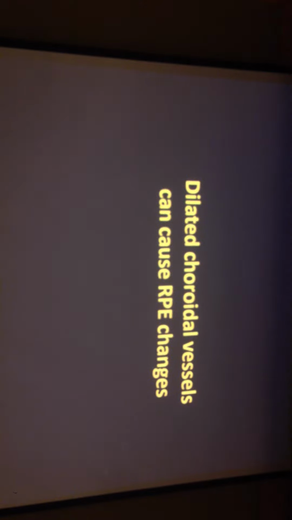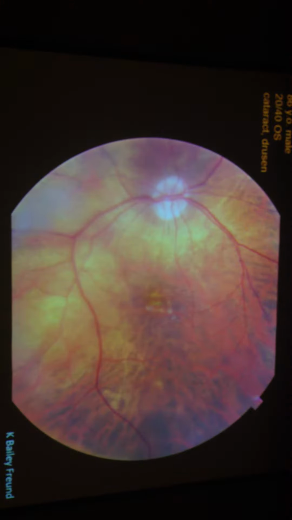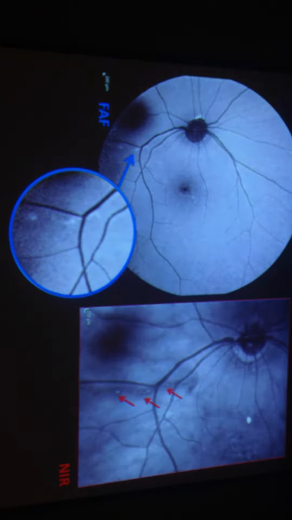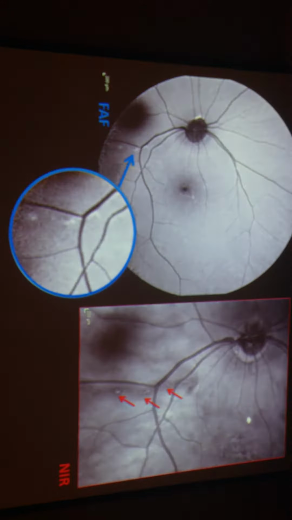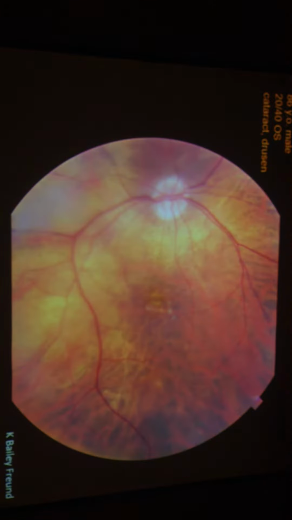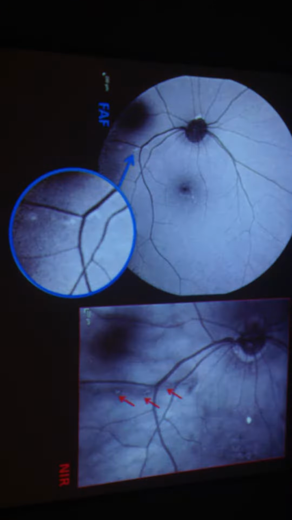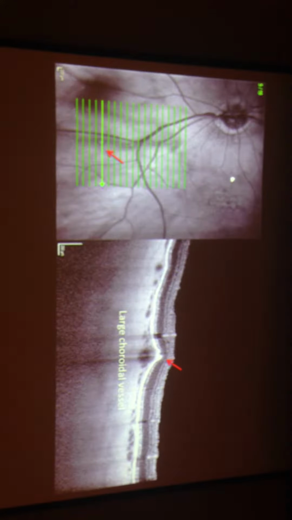So why do dilated choroidal vessels cause these RPE changes, you ask? Let's have a look at a few cases. Like this case, a 60-year-old male with cataract, but that's not what I want you to focus on. I want you to focus on the dilated choroidal vessels everywhere. Okay. And you notice that overlying the dilated choroidal vessels, there are RPE changes which are most evident on the fundus autofluorescence as well as the near-infrared reflectance. And you'll see through the OCT that there's a large choroidal vessel with the overlying RPE changes.